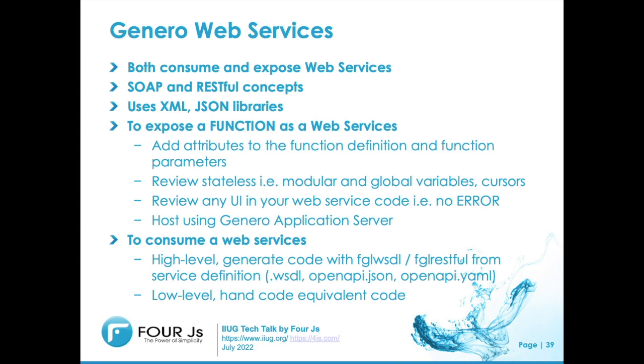You will need to review your functions for their stateless properties. You do not want any modular or global variables that will be preserved each time the function is called. But you will want to prepare database cursors so that the function operates quickly. Your web service cannot have any UI code. This is one of the ones where the quality of your code can impact how long it takes to do something. If you've already separated UI and business logic, then this step is likely already done for you. When it comes to hosting in production, you'll need to use the Genero application server. To consume a web service, at a high level, you can generate code using fglWsdl or fglRestful. These can generate 4GL code from a web service definition.